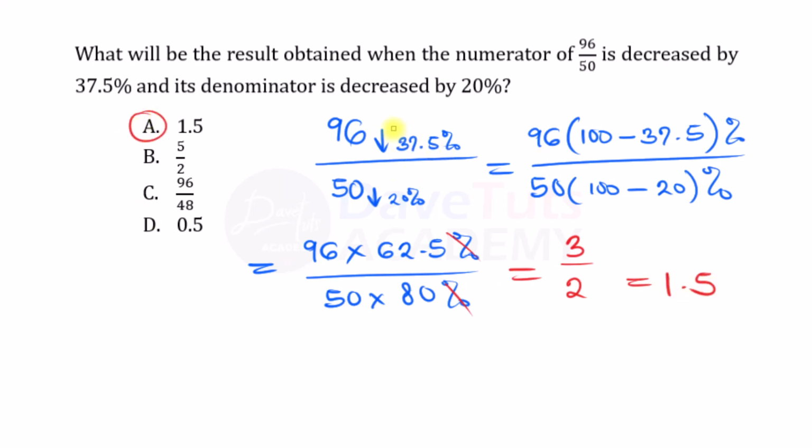So what you need to understand is that this is a decrement by 37.5% and this is a decrease by 20%. Once you are able to interpret that, you can see how straight and direct this question is. It's not even giving you any cause for alarm at all, and you get your solution out and fine.